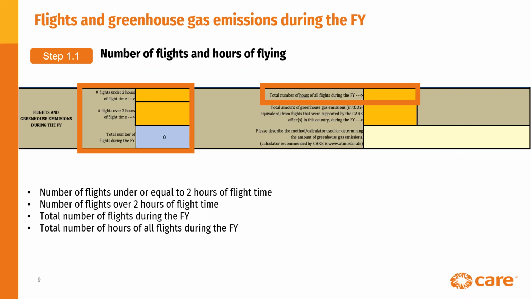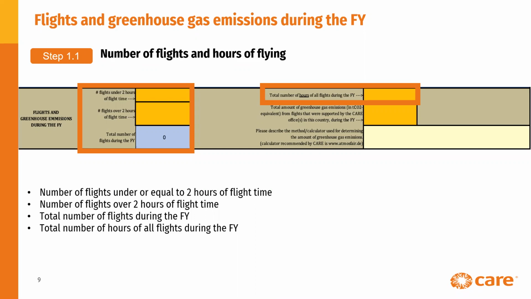But attention, when reporting flights that have intermediate stops, consider them as one flight and include the total hours of flying. For example, if you had a travel that consists of a 1-hour-long flight, an intermediate stop, and another flight of 6 hours, you should report this as one flight over 2 hours. This should thus not be counted as 2 separate flights, such as one flight under 2 and one over 2 hours of flight time.